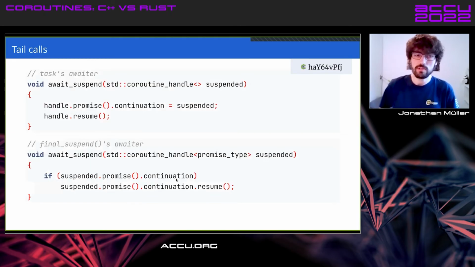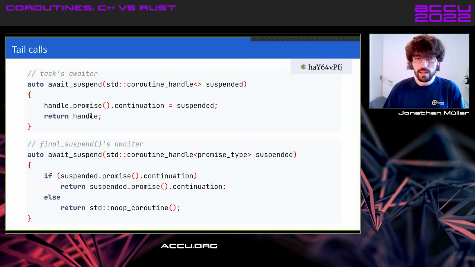To fix that, we need to use tail calls. So tail calls are a way to call a function without actually pushing anything onto the call stack. Instead, just like a loop, the compiler, the processor simply jumps to the first address. And to use tail calls, instead of calling handle.resume, because this is a regular call, we can instead return handle. And when we return a coroutine handle from await suspend, this tells the compiler, hey, I know what to continue with, this particular coroutine, so please call resume for me. But the compiler can do it in such a way that it doesn't involve a call, right? So it's a tail call.